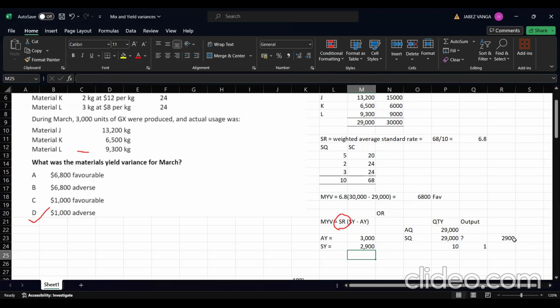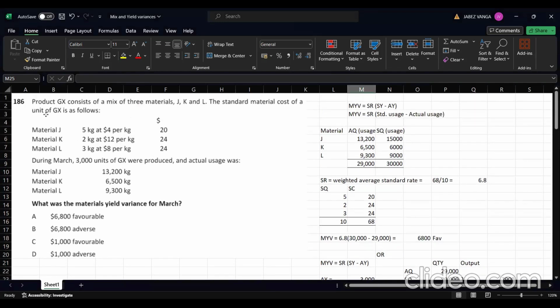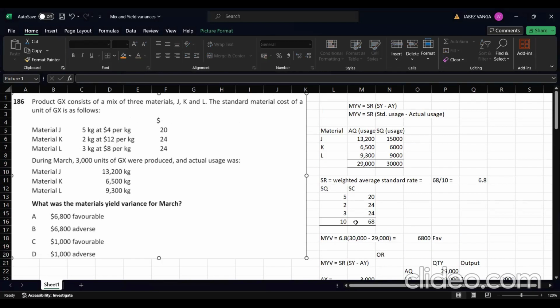Now, what is material yield variance? Let's calculate it. The formula goes like this: material yield variance is standard rate into standard yield minus actual yield. Standard yield is 2,900, actual yield is 3,000. What about the standard rate? Standard rate is the standard cost to make 1 unit. The standard cost to make 1 unit of the output is 68. That is the standard rate.